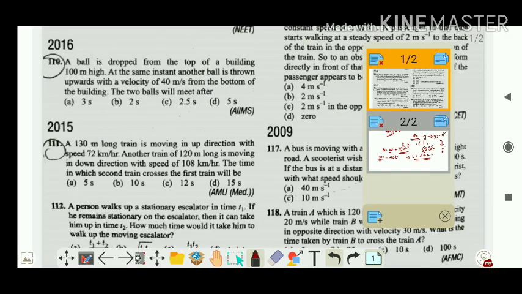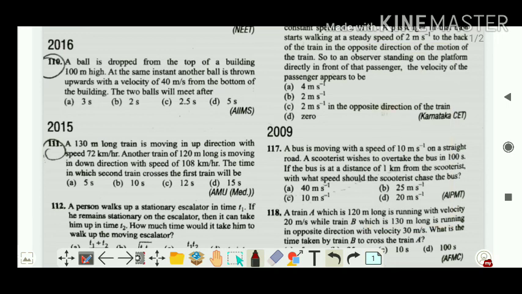Okay, I want to do the 111th question. You are told there is a 130 meter long train moving in the up direction with speed 72 km per hour. Another train, 120 meter long, is moving in the down direction with speed 108 km per hour. The time in which the second train crosses the first train will be, guys, up and down.